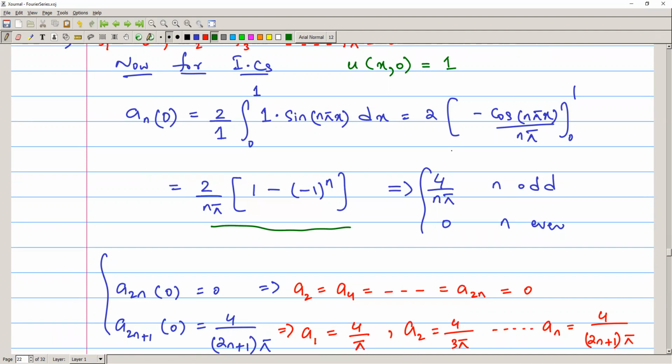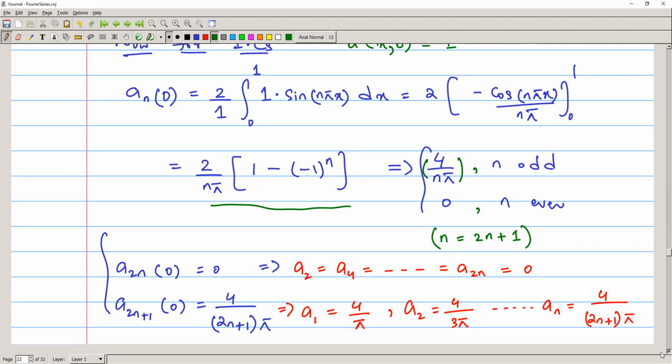So this implies 4 over n pi when n is odd and 0 when n is even, right? So here we are going to construct the family of differential equations with the conditions. Now, for n odd, we are going to have this value 4 over n pi. Therefore, we can write n equals 2n plus 1, or we can leave it as it is.